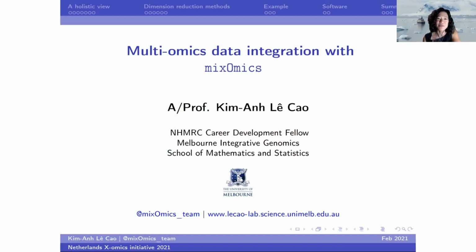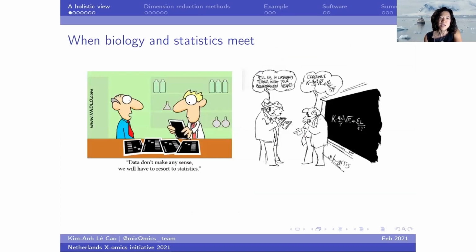So it's my great pleasure to present to you some of the methods we have implemented in mixOmics for multi-omics data integration. So the area we work in is between biology and statistics. Biology tends to be more qualitative, and statistics and mathematics tend to be a bit more quantitative. And it's really our job, when we have developed those methods, to try to bridge the gap between those two disciplines.